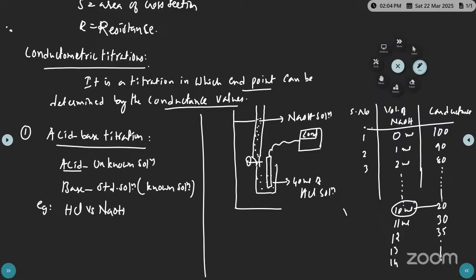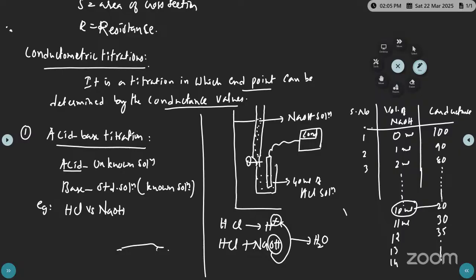See, initially the conductance of HCl solution is due to H plus ions, is due to the number of H plus ions. Okay, and to this we are adding the sodium hydroxide solution. By adding sodium hydroxide solution, what happened? This OH minus ion reacts with the H plus ion and forms the water molecule. By adding NaOH, what happened? The number of H plus ions are gradually decreases.